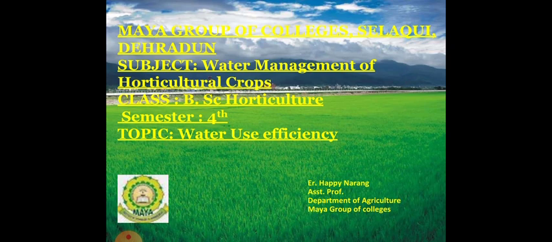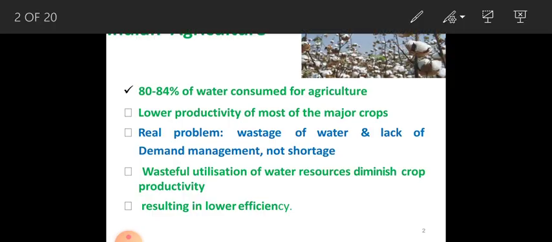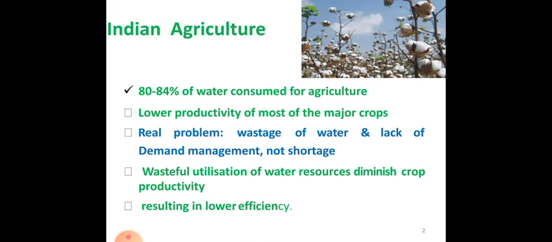Today I am going to cover the topic that is water use efficiency. So let's start with the introduction. 80 to 85% of water consumed for agriculture, lower productivity of most of the major crops. The real problem is wastage of water and lack of demand management, not shortage. Wasteful utilization of water resources diminishes crop productivity, resulting in lower efficiency.